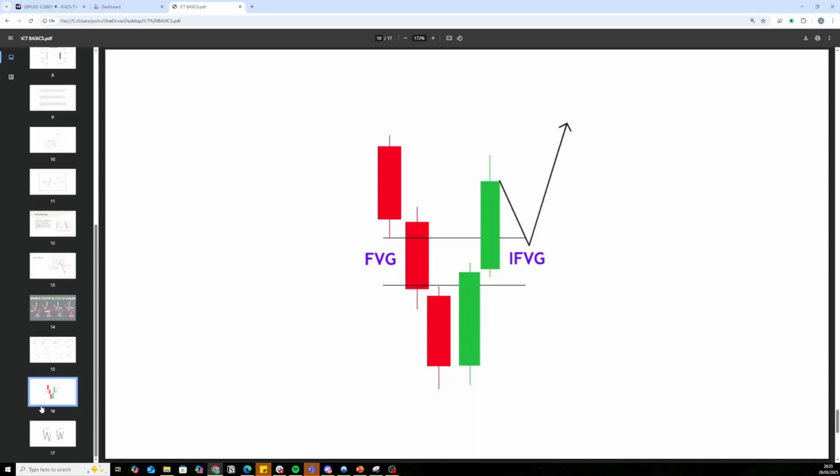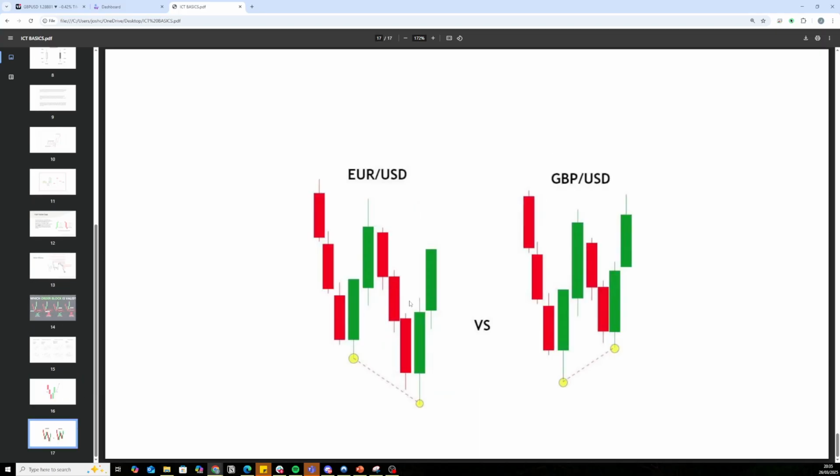And the very last thing that we're going to cover is SMT divergence. Who knows what an SMT divergence is? Anyone know what SMT is?